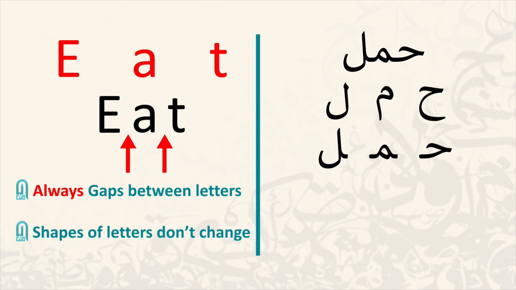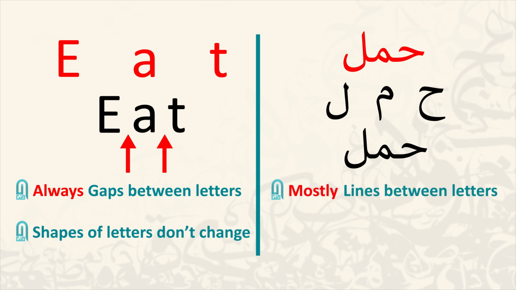See, the main objective of shaping letters is to make it fit for joining them. The remaining step is easy. We will just join the letters and that's all. We get the final shape we saw before. So here we have the opposite of English writing. We said in English we always have gaps between the letters, while in Arabic we mostly have horizontal lines between the letters. And in English, the shapes of the letters don't change, while in Arabic, the shapes change accordingly.